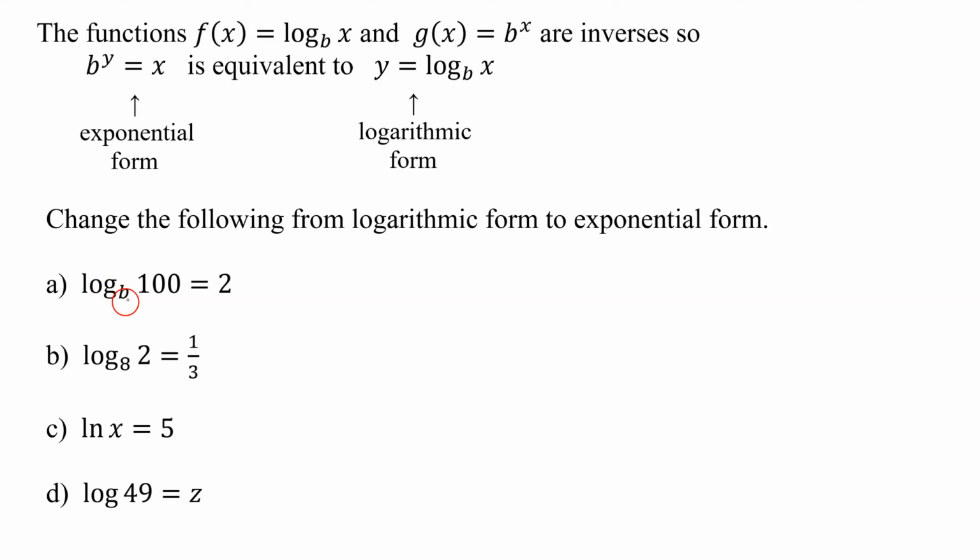First example, log to the base b of 100 equals 2. So remember, the base of the log is going to be the base of the exponent. b raised to the second power equals 100, because remember, the log is the exponent I raise b to get 100. So this is the exponential form.